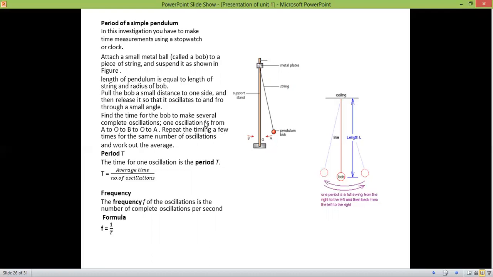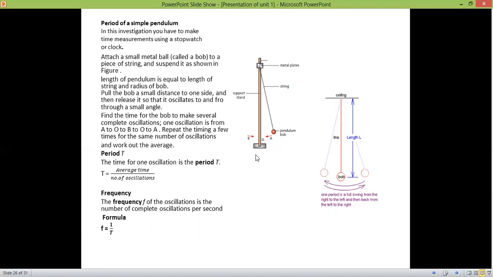Next, we have to discuss what is time period. Time period is the time taken by the bob to complete one oscillation. It is the time taken by the bob to complete one vibration. How to calculate the time period?